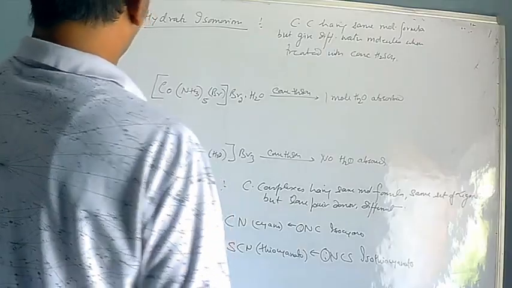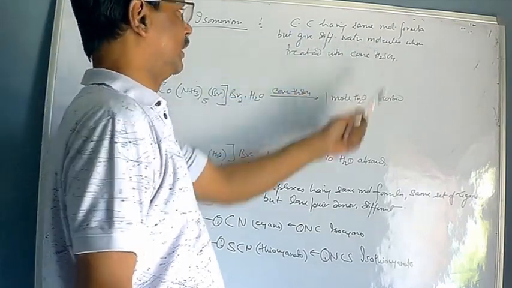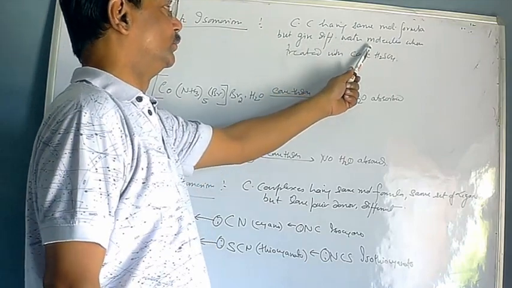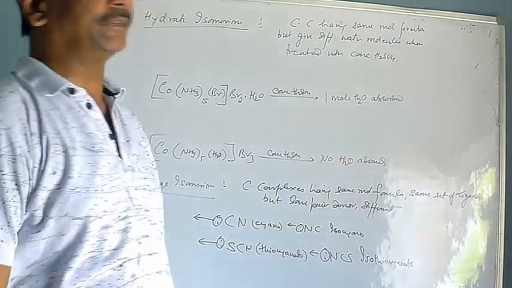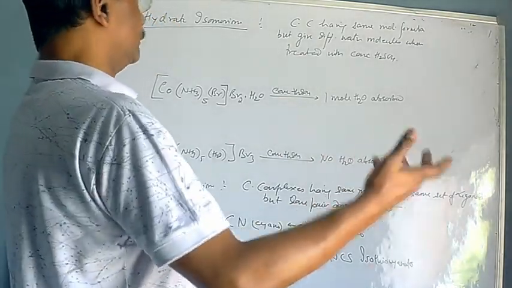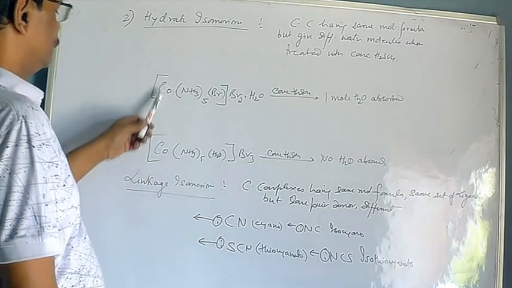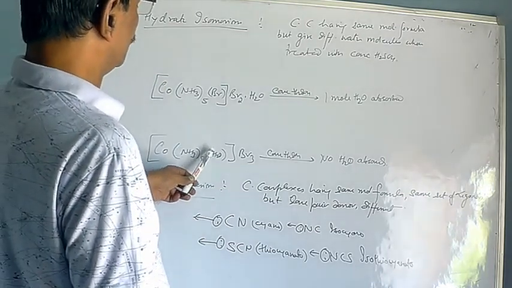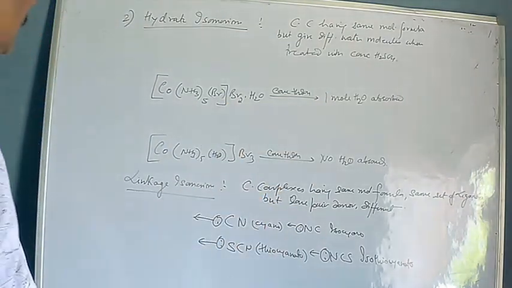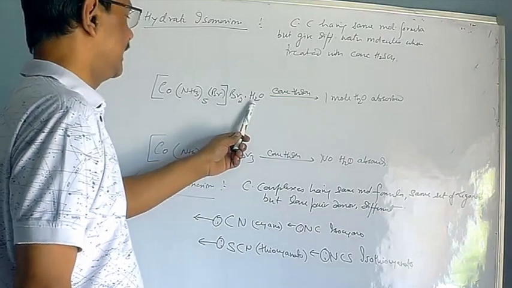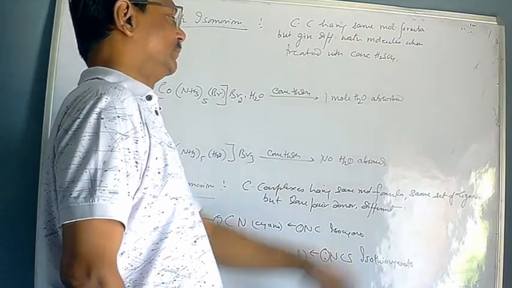Now class, moving to hydrate isomerism, the definition says coordination complexes having same molecular formula but give different water molecules when treated with conc. sulfuric acid. So they have the same molecular formula, but when treated with conc. sulfuric acid, they give you different moles of water. Just see here. Let us first find out whether they have the same molecular formula. 1 Co, 5 ammonia, 1 H2O, 1 H2O, 3 Br, and you see 3 Br. So they have the same molecular formula. But in this case, since water is here as water of crystallization, when you treat with conc. sulfuric acid, 1 mole of water will be absorbed.